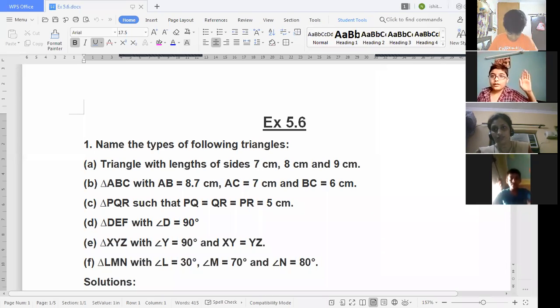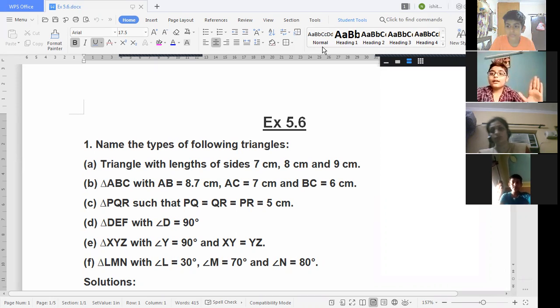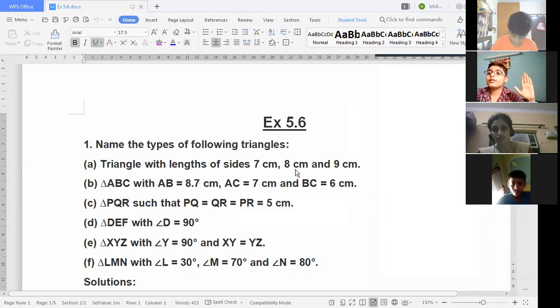Yes, Arnav Singh Tomar. Then it's a scalene triangle. If all the sides are totally different, that triangle is known as a scalene triangle. Clear, Madhav? Are you listening? Which type of triangle is it? If all the sides are totally different from one another, then it will be a scalene triangle. Okay? Then read the third question.